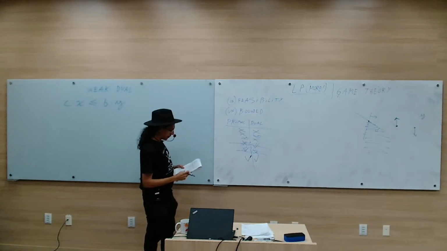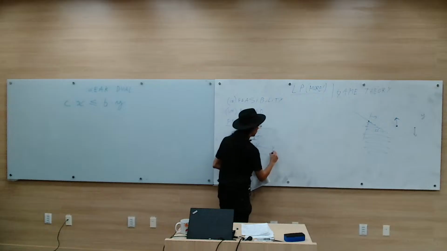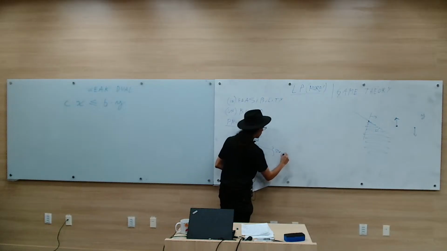So that leaves us with only these remaining four possibilities. Okay. Because we have strong duality.